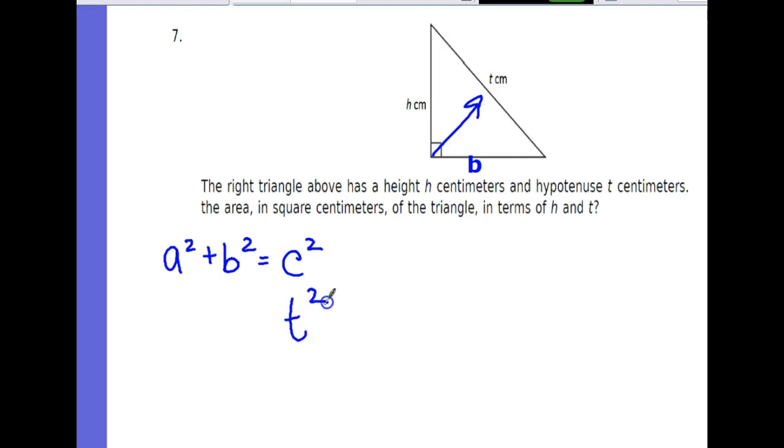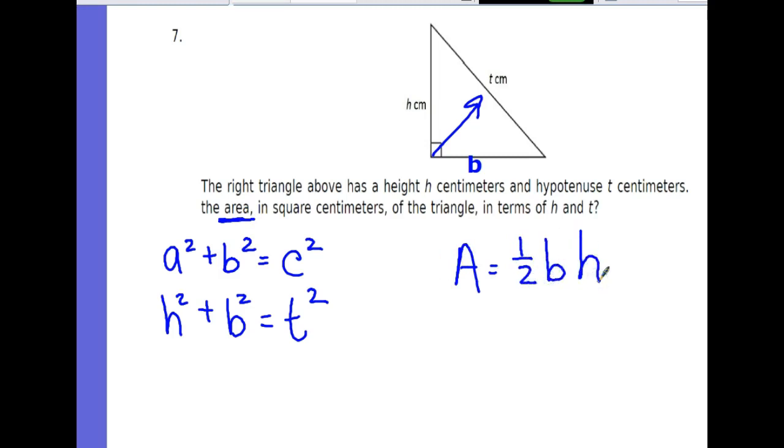So in this problem, the hypotenuse is t. And I labeled this one B for base. So applying it to that triangle, this is what the Pythagorean theorem would be using those letters. And so what is it we're supposed to be finding? Area of the triangle. Area of the triangle is 1/2 base times height. This is the base. Where's the height? That's the height.